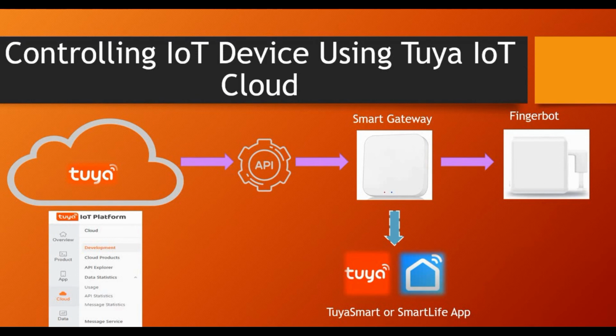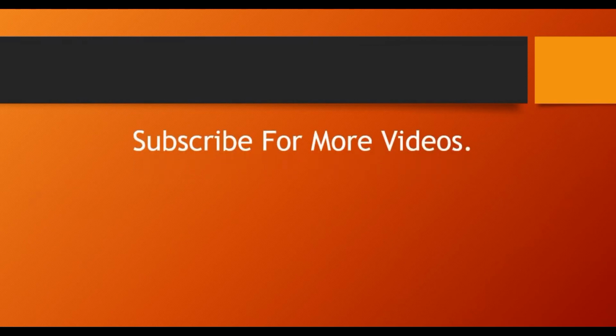Just to recap, what we did is we used the Tuya IoT cloud setup using the APIs. We controlled the Fingerbot using the smart gateway, right? So just go ahead and start your project with Tuya Cloud. It can be using Tuya products, or it can be your own home devices as well. That's all for this tutorial. I hope this tutorial is informative for you.